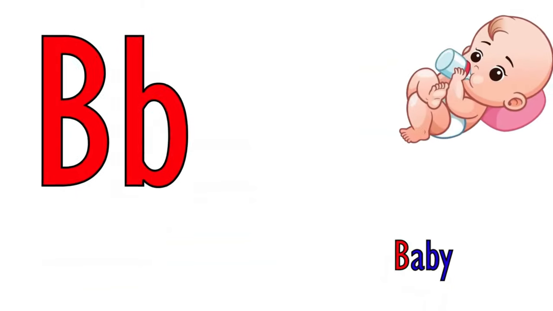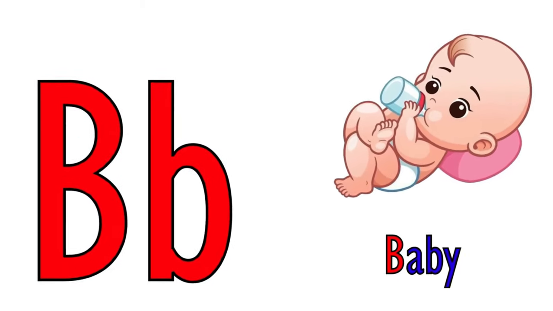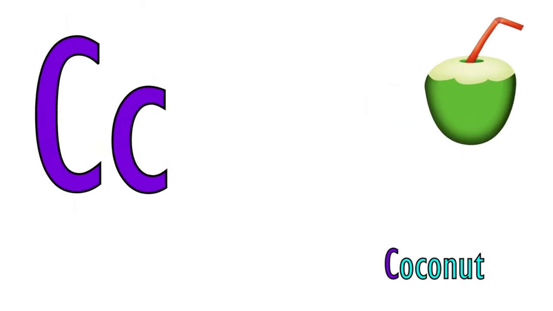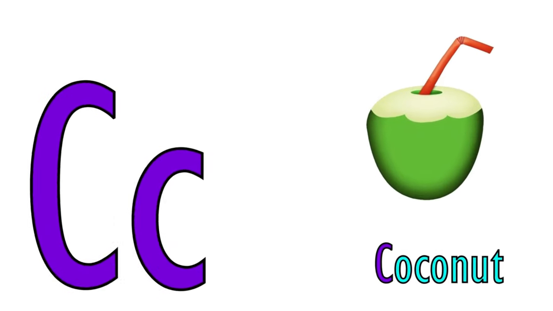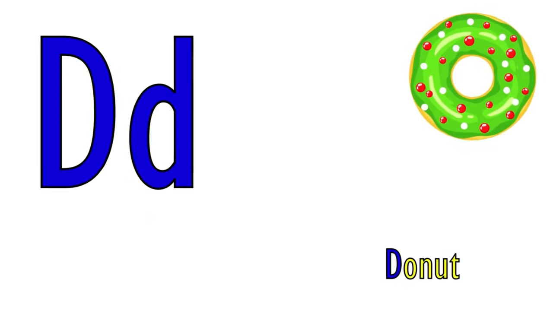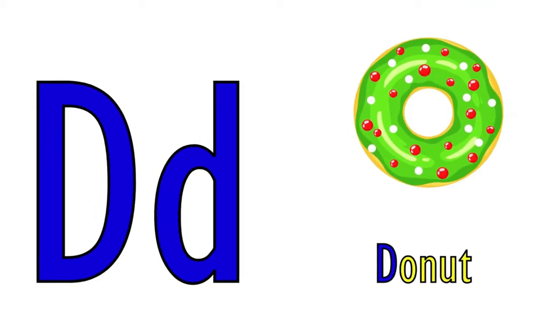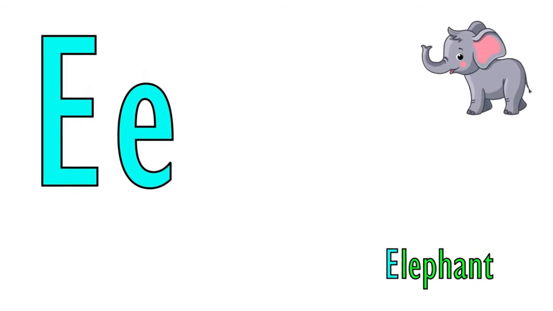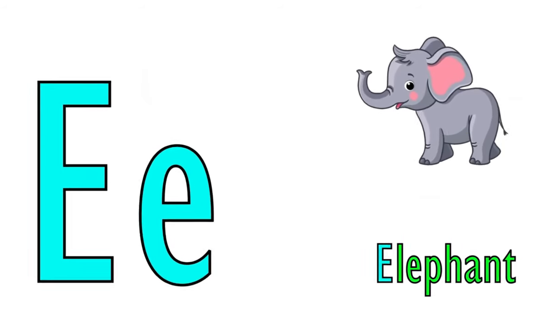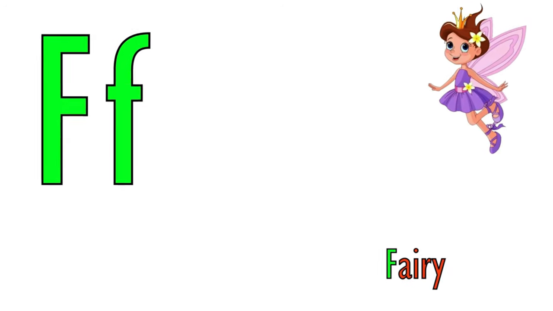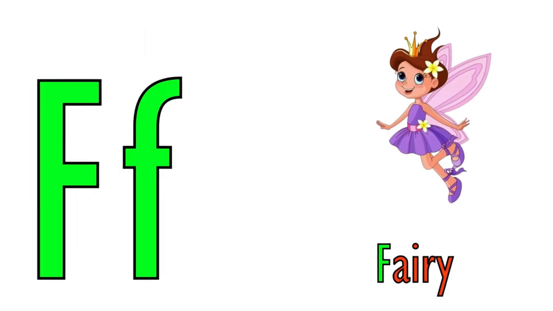A is for apple, apple. B is for baby, baby. C is for coconut, coconut. D is for donut, donut. E is for elephant, elephant. F is for fairy, fairy.